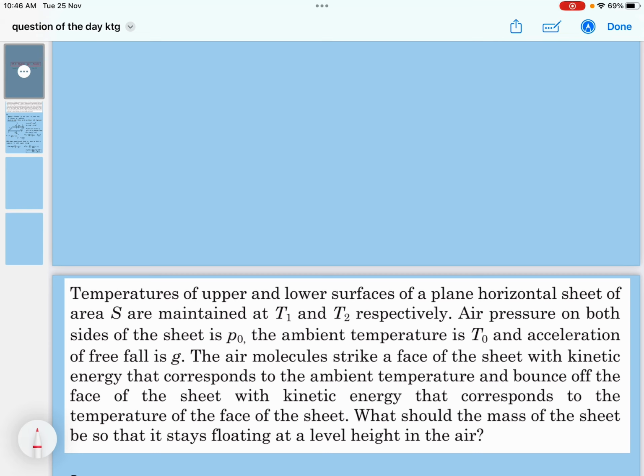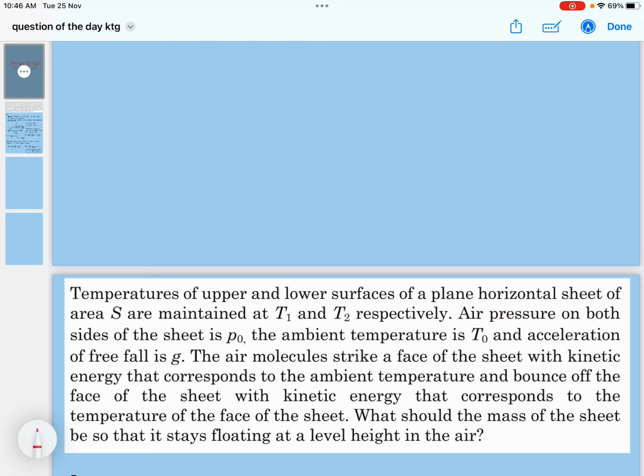Temperature of upper and lower surfaces of a plane horizontal sheet of area S are maintained at temperatures T1 and T2 respectively. The diagram of the question is not given, so you need to think by yourself. Air pressure on both sides of the sheet is P0. Ambient temperature is T0 and acceleration of free fall is g. The air molecules strike a face of the sheet with the kinetic energy that corresponds to ambient temperature and bounce off the face of the sheet with kinetic energy that corresponds to the temperature of the face of the sheet.